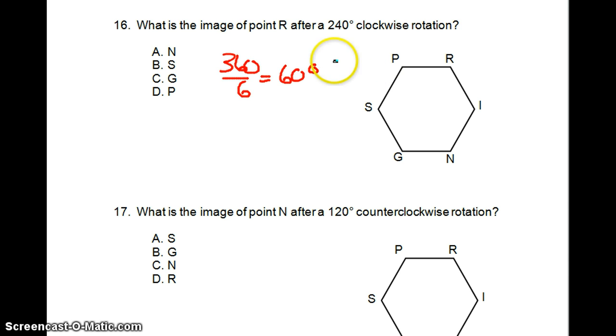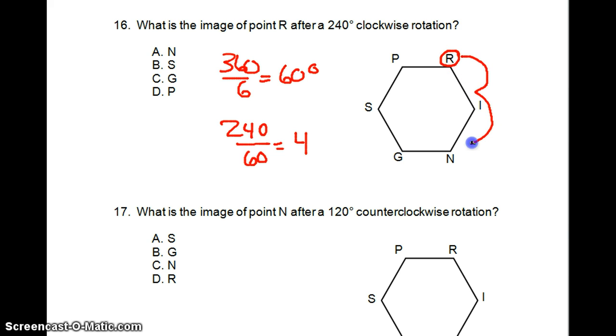And we're going to turn it from R, let's circle that, 240 degrees clockwise. Clockwise is around this way, so 240. Let's find out how many clicks that's going to be. Each click is going to be 60, so 240 divided by 60 is 4. So we're going 4 clockwise. So 1, 2, 3, 4. Yes. Or choice B.